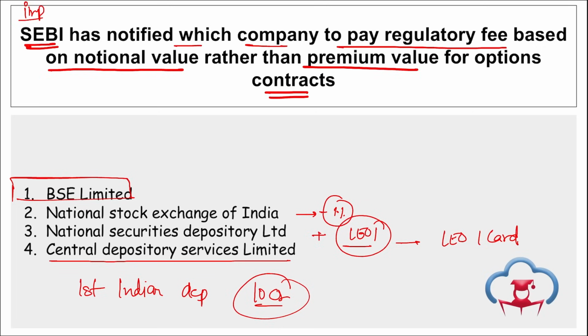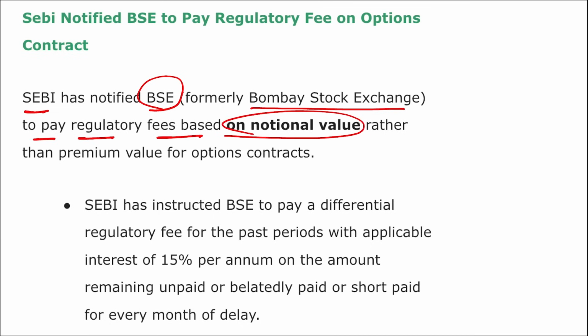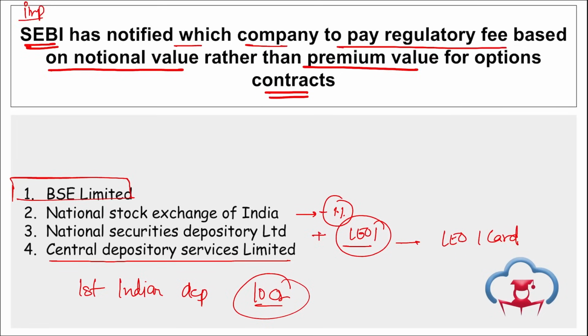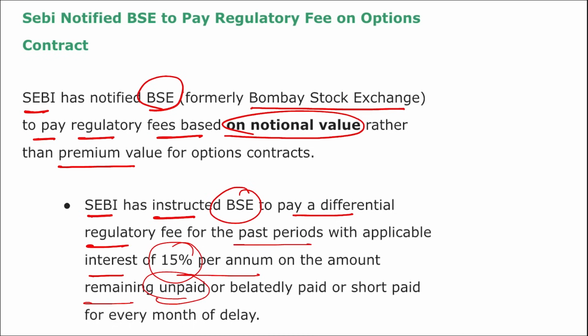Apart from this, friends, remember we just saw that SEBI has notified the BSE, that is Bombay Stock Exchange, to pay regulatory fee based on the notional value rather than the premium value for options contract. And SEBI has instructed BSE to pay a differential regulatory fee for the past periods with applicable interest of 15% per annum on the amount remaining unpaid or belatedly paid for every month of the delay.